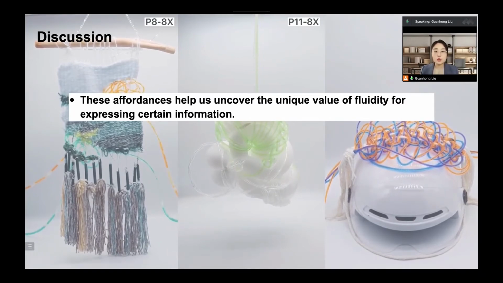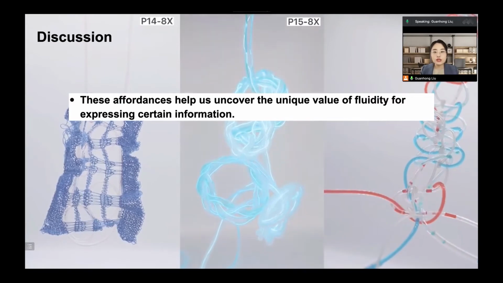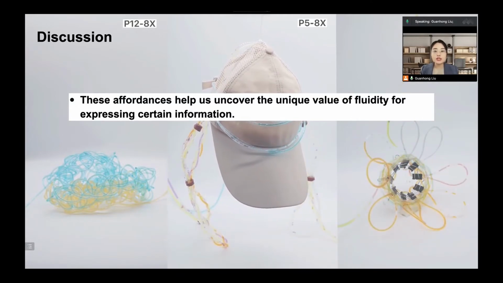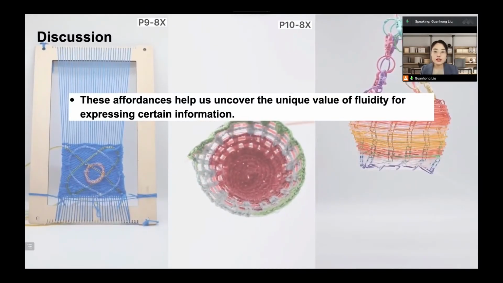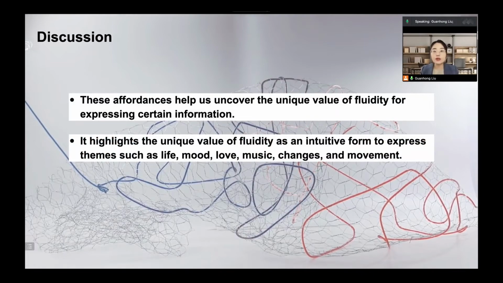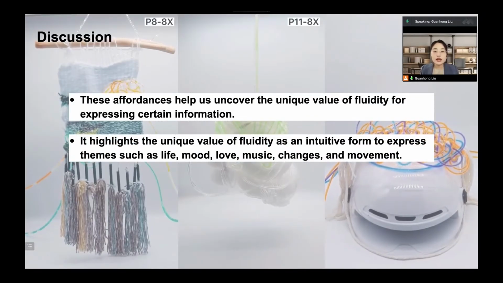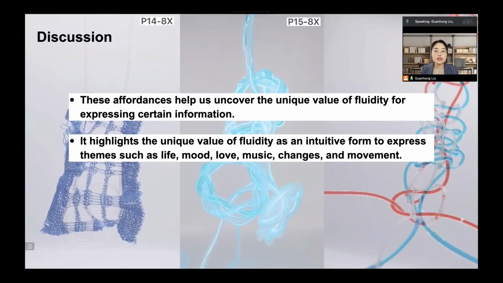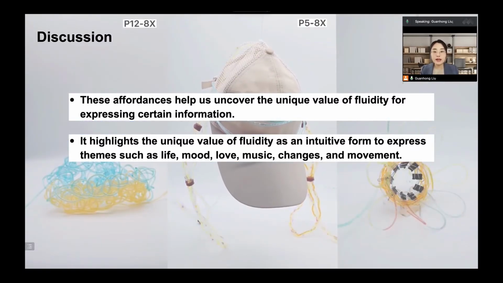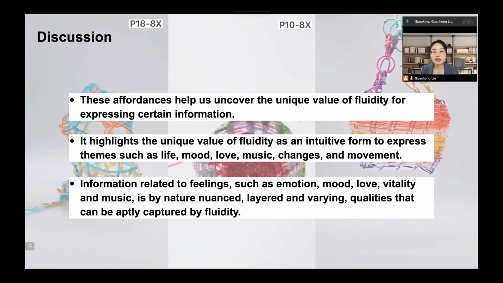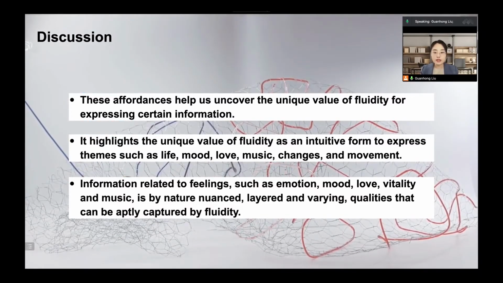Distinct from Tu's work, which is more engineering-oriented, focusing on manipulating the fluid as discrete pixels on the screen, aiming to display representative information through precise control of its position, our study focuses on the expressivity of fluid fiber in conveying information. Particularly, it highlights the unique value of fluidity as an intuitive form to express themes such as life, mood, love, music, change, and movement. Information related to feelings, such as emotion, mood, love, vitality, and music, is by nature nuanced, layered, and varying. These qualities can be aptly captured by fluidity.